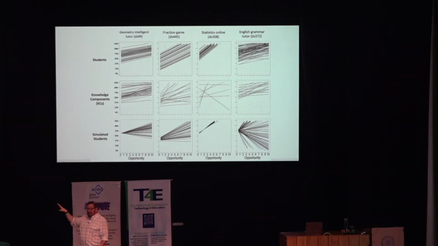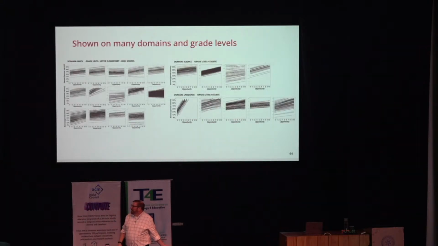Now, there are some caveats. This is already somewhat split into courses: a geometry intelligent tutor, a fraction game, a statistics online course, and an English grammar tutor. So those are pretty homogeneous groups going in, right? The students probably have some similar knowledge coming in. But still, it's astonishing how parallel those are.